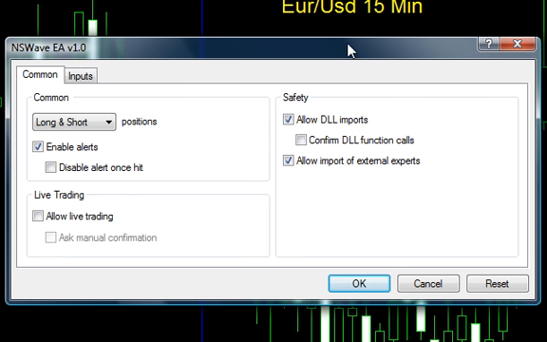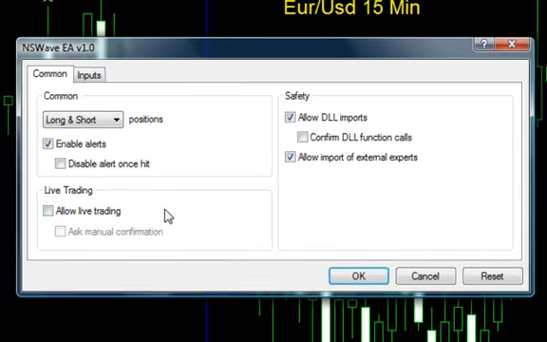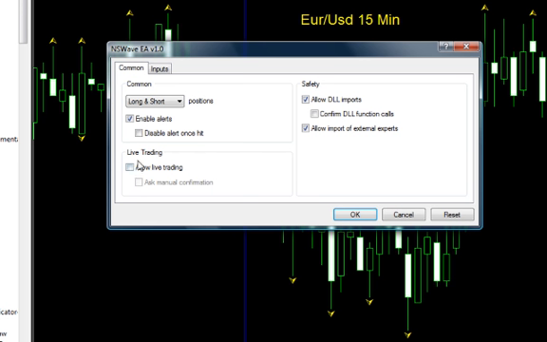Anyways, the first thing you have to do, on this screen, common, on your properties for the Expert Advisor, is allow manual trading, and click Ask Manual Confirmation. Again, this is not a set and forget, go golfing type of Expert Advisor. This is to give you trading opportunities, maybe let you do other things while you're waiting for trades and you don't have to constantly stare at the charts.